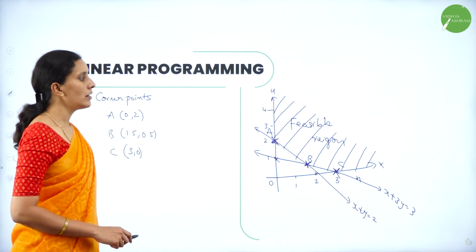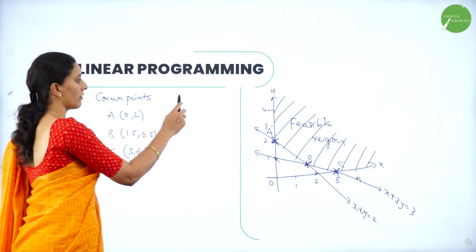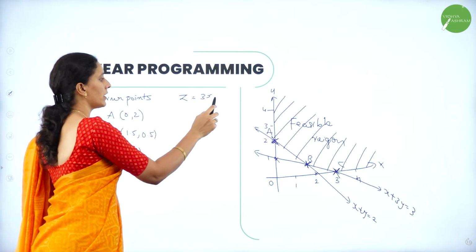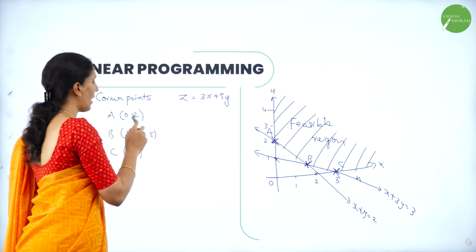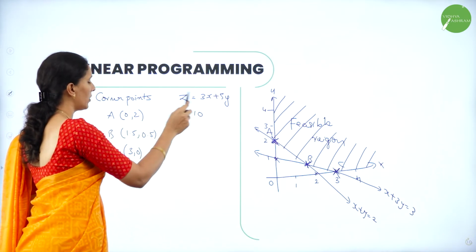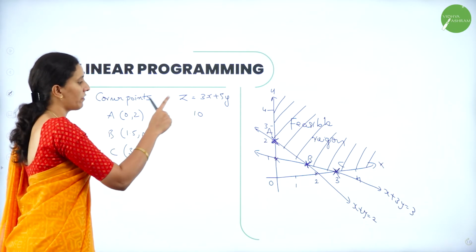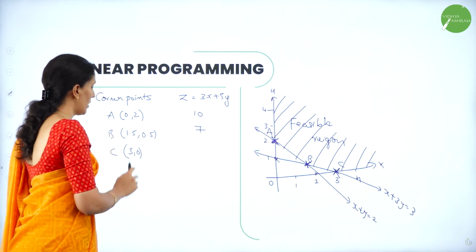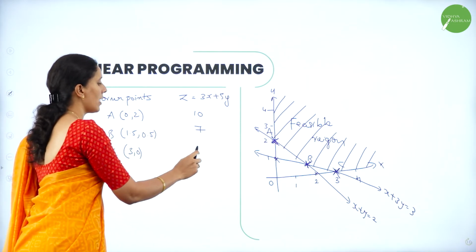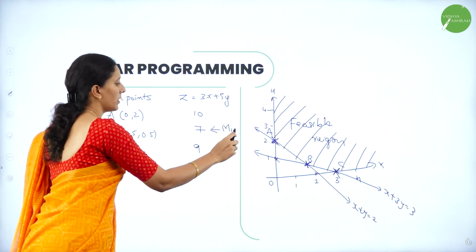Now let's look at the optimal function here, that is z is equal to 3x plus 5y. Find the values. 0, 2 means it is 10 here. So 1.5 into 3 plus 0.5 into 5. So you will get 4.5 plus 2.5, 7. Next you have 3 3s are 9. So which is the minimum value? This one is the minimum value.